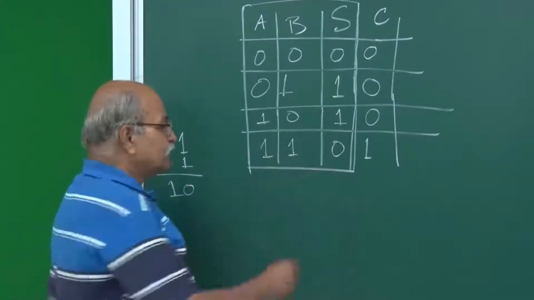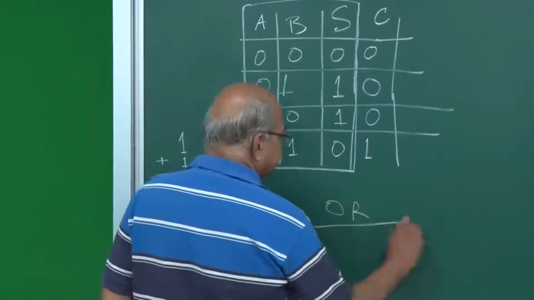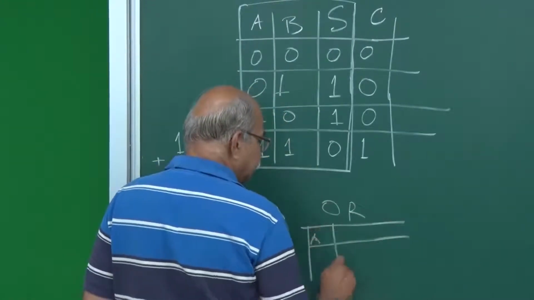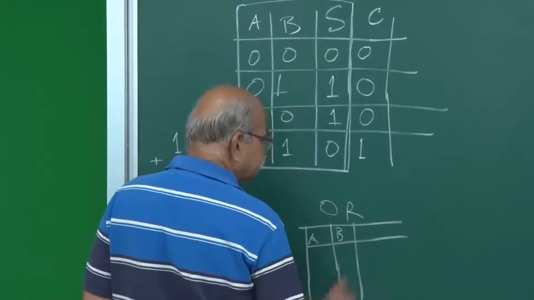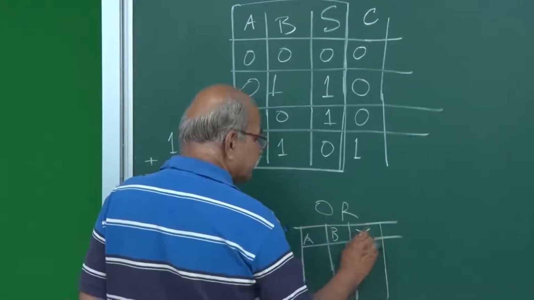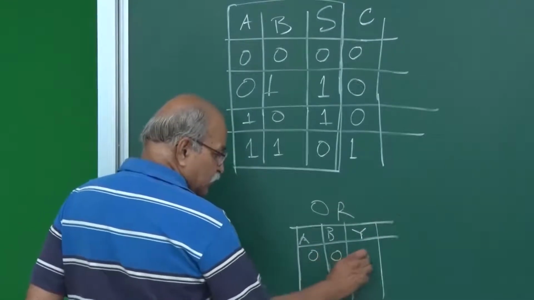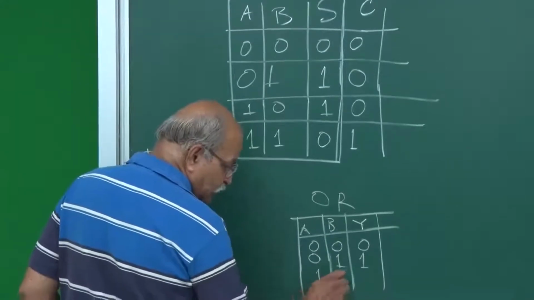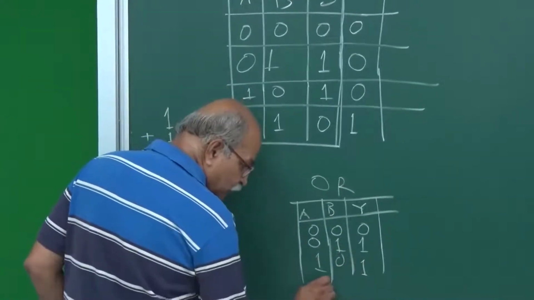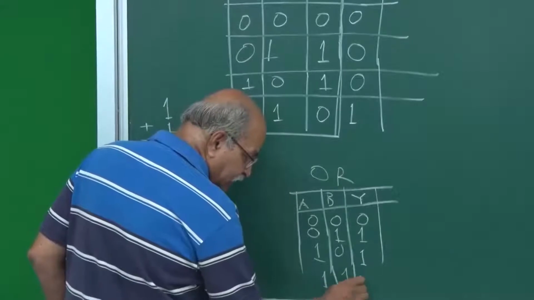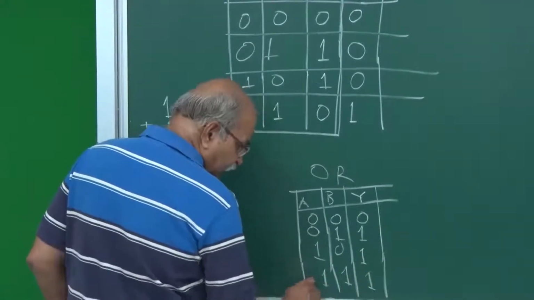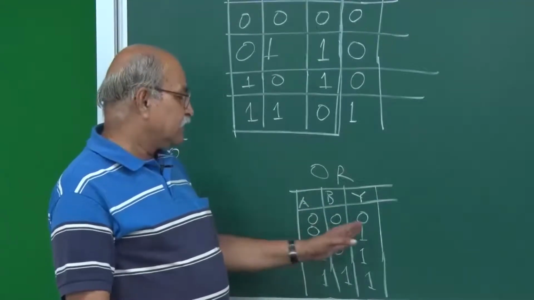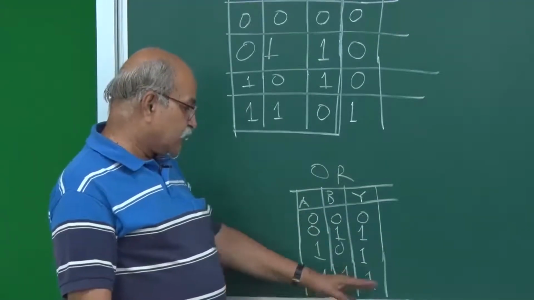In the OR gate the truth table was A, B and then Y. So, OR we said that 0 0 is 0, 0 1 is 1, then 1 0 is 1 and 1 1 is also 1. That is our OR gate. At least one of them is 1, then the output is 1. Both of them are 1, then also it is 1.